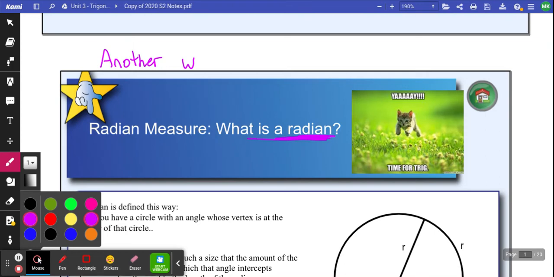So it's just another way to measure angles.